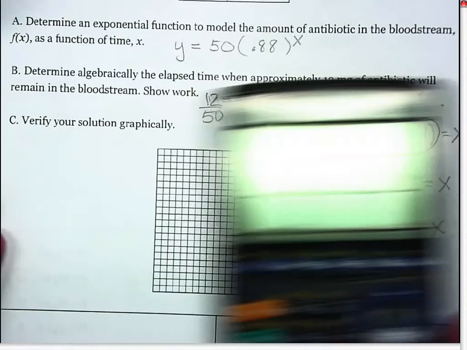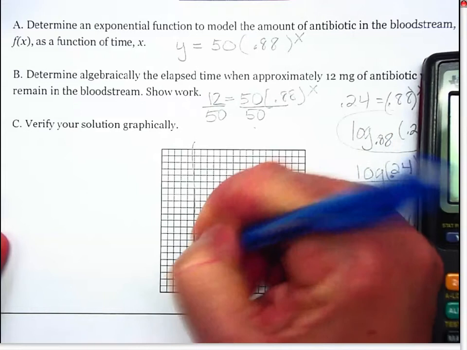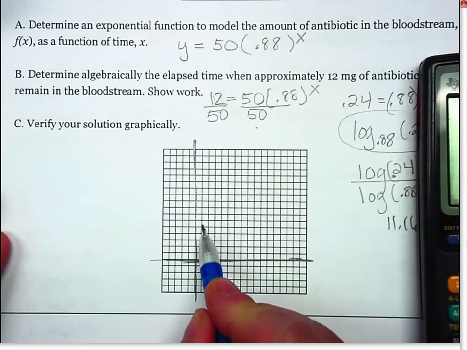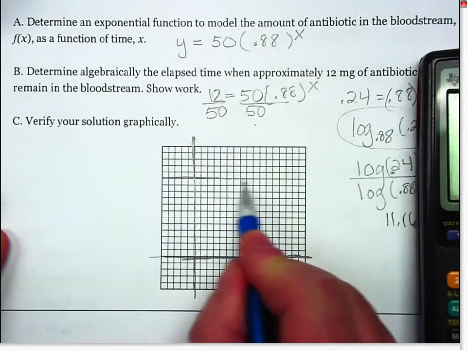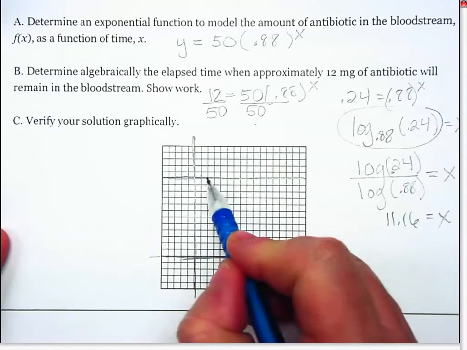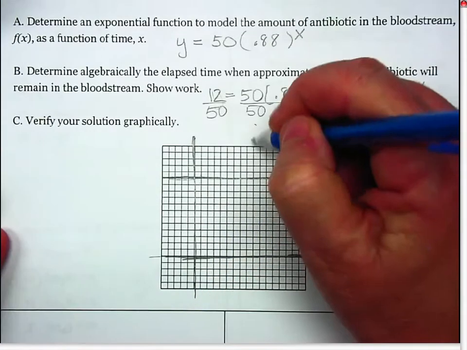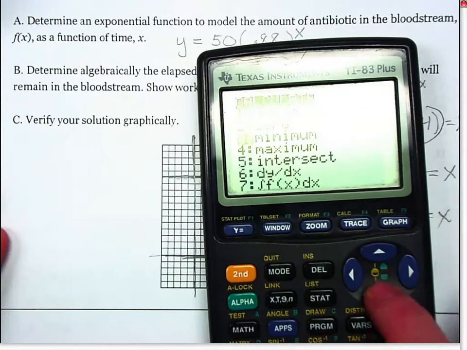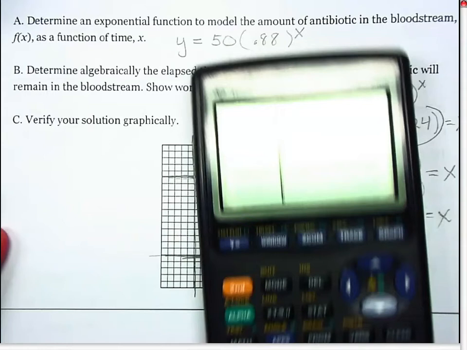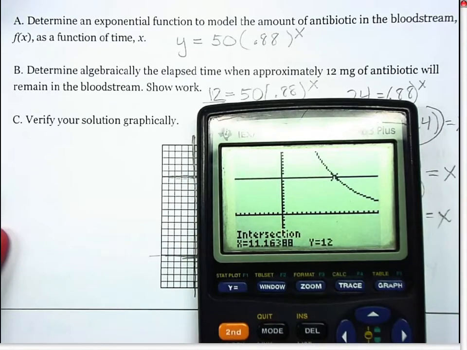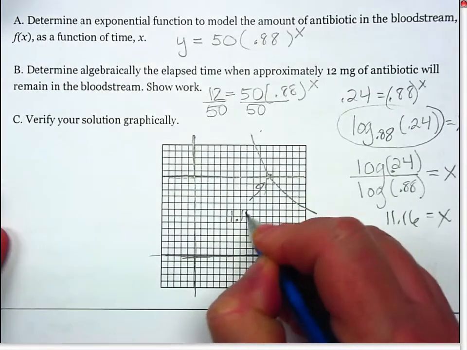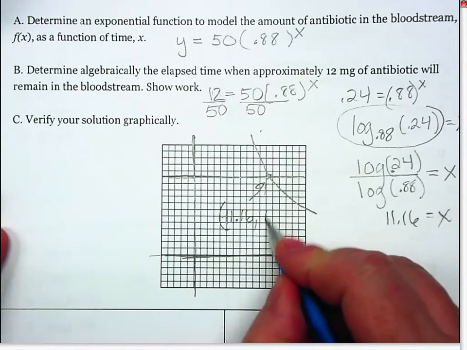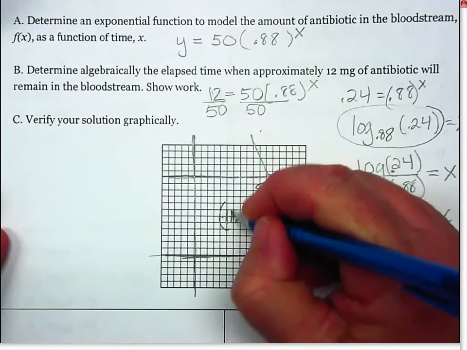Then let's graph it on here. Just graph what you see on your calculator. One, 2, 3, 4, 5, 6, 7, 8, 9, 10, 11. That's about where it crossed. And then we'll do second, trace, intersect. This should correspond to 11.16. You're going to have to do it graphically and algebraically. You should get the same answer either way. That doesn't really show up very good, does it?